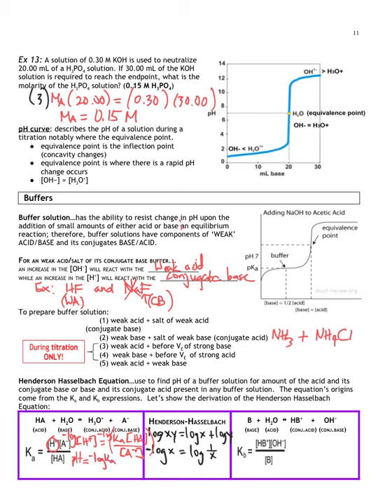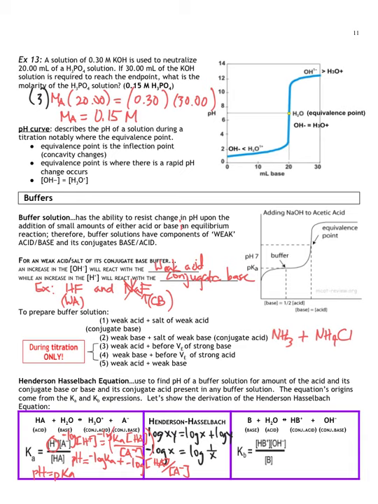and then I also have negative log of my HA over A minus. Now, again, we see pKa defined here. So negative log of anything is p of something, and then Ka. So it's pKa. So I'll write it as pH equals pKa.